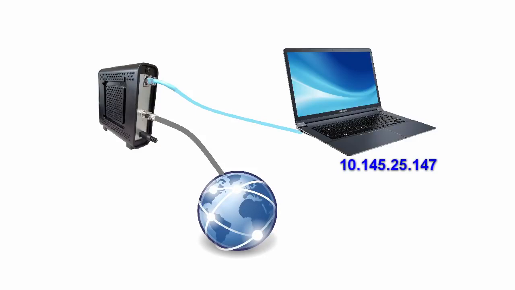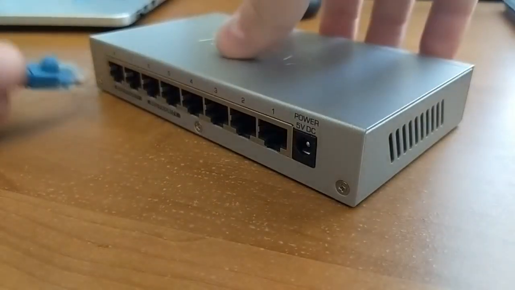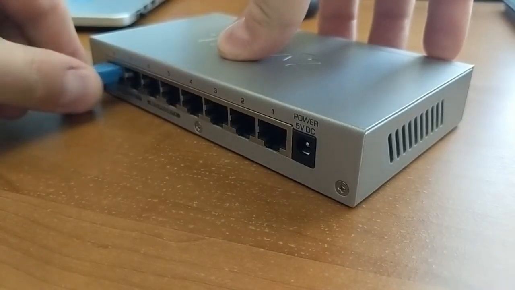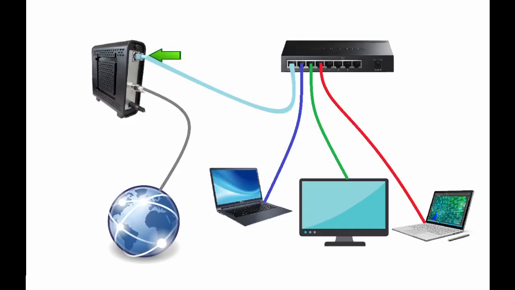Well, what if you have more than one computer or device? You could add a switch. A switch will allow you to add more ports to a network. To hook everything up this way, you'd plug in the Ethernet cable into the modem, and then the other end to the switch. Now run an Ethernet cable from a port on the switch to any of your devices. Now your devices are connected to the network through the switch.